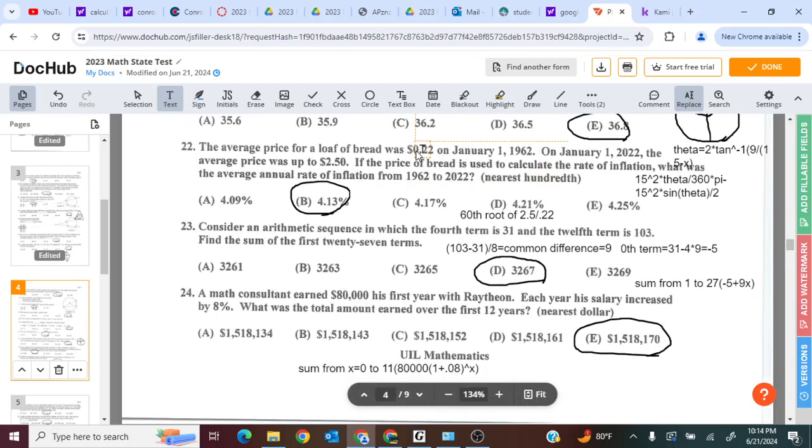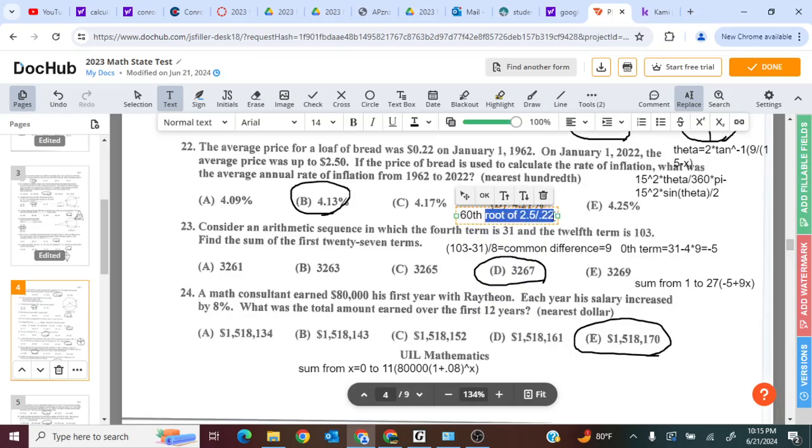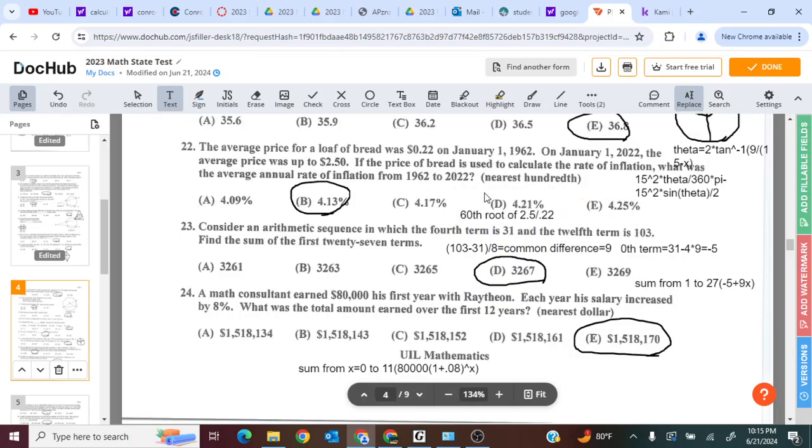22: the average price was 0.2 cents 60 years ago. It's now 2.5. What's the annual rate of inflation? So some rate of inflation to the power of 60 multiplied by 0.2 equals 2.5. So it's just the 60th root of that value. And you get 1.0413, so 4.13% inflation.